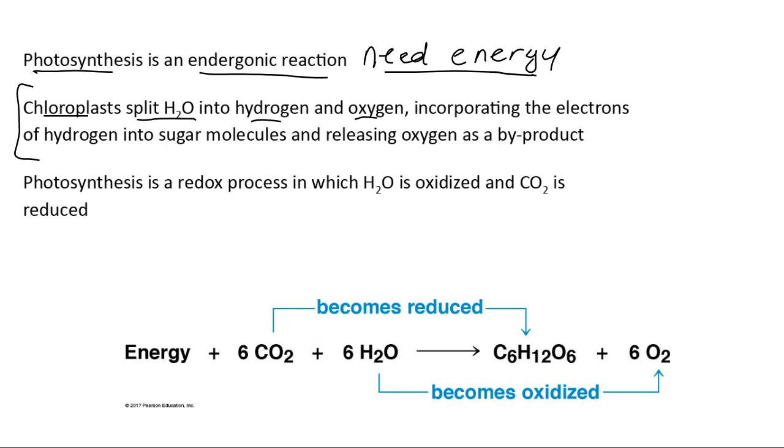Where does the oxygen go? What happens to the oxygen? It's released, right? The plant cell doesn't directly use it for photosynthesis. It uses it for cellular respiration, but it's released from the chloroplast.